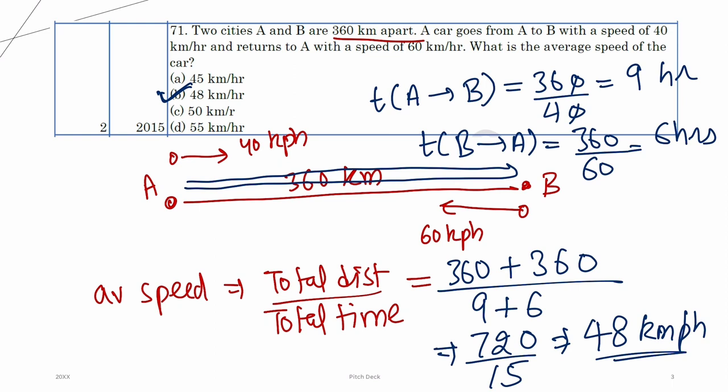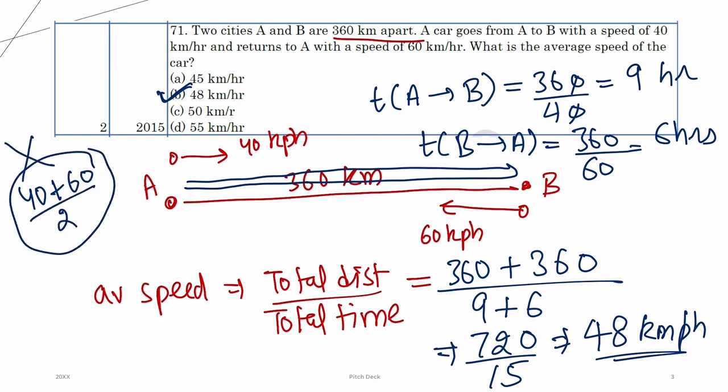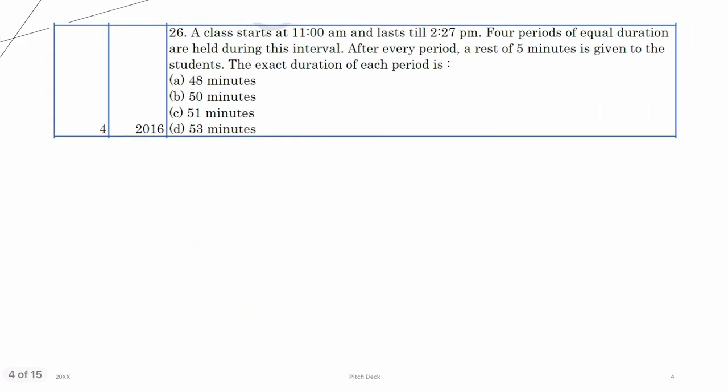Don't make this mistake. Many people will make this mistake. They are going to do 40 plus 60 divided by 2. This is what they understand from the average, which is totally wrong. I hope this is clear. Now, moving on to the next question.